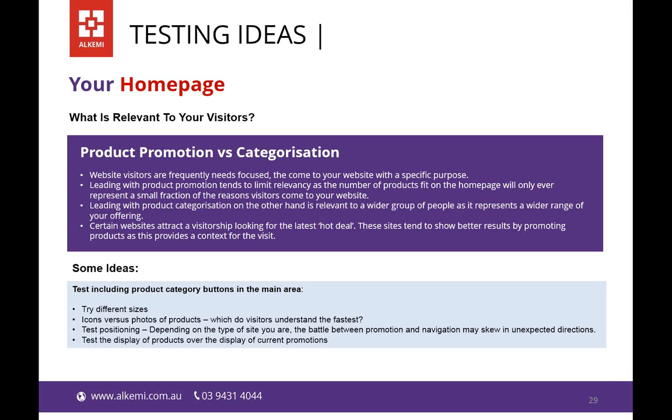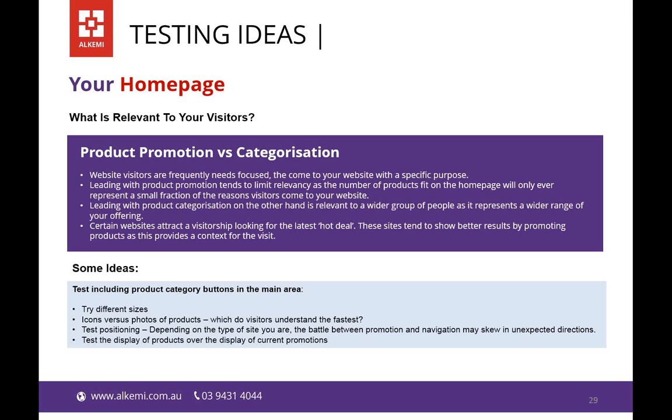Now, given that website visitors are frequently coming with a particular product or a particular purpose in mind, when you focus your homepage main content area purely on product promotion, you're almost certainly forcing them to utilize your site navigation, slowing down their movement through your website. And this is because, given the amount of space available, you're only ever going to be able to show a small number of your total range of products.